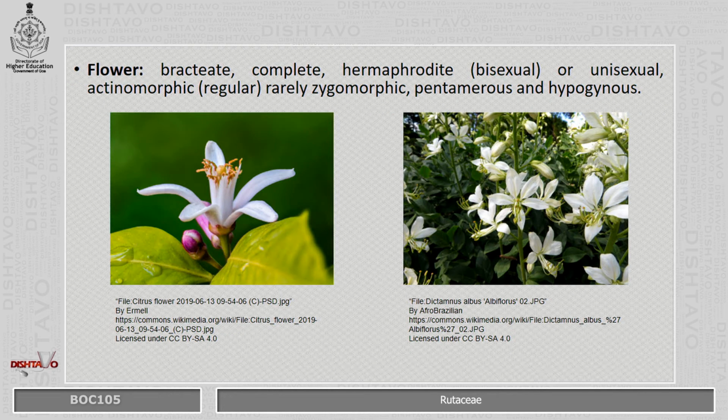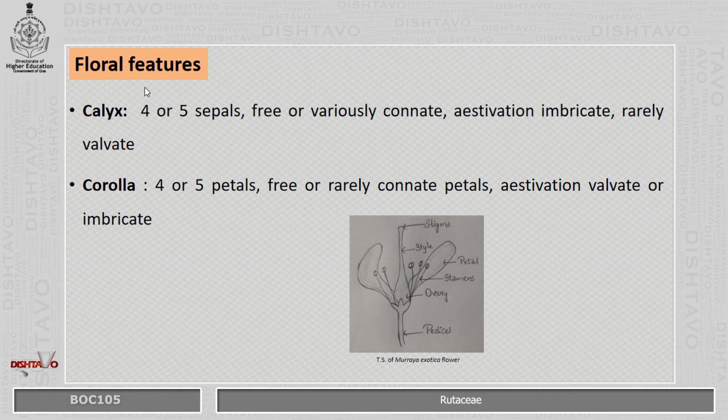Then the flower, they are bracteate, they are complete flowers, hermaphrodite, like bisexual, or they can be unisexual. They are actinomorphic, meaning regular flowers. They are sometimes zygomorphic and they show pentamerous symmetry, and they are hypogynous. Like in this case, you can see the picture of citrus flower, and in this case, this is the picture of Dictamnus albus.